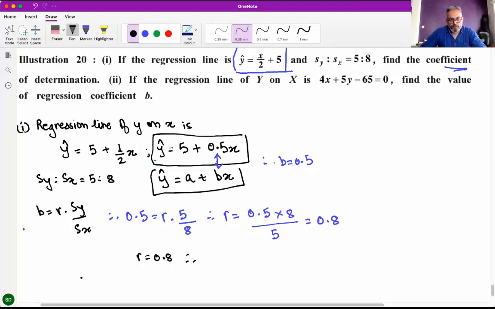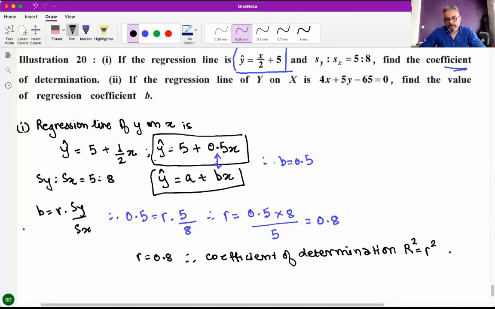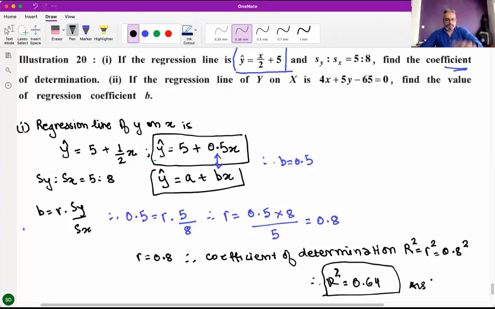Therefore, coefficient of determination, capital R square, which is equal to small r square, is 0.8 square. So therefore capital R square is equal to 0.64. Answer.